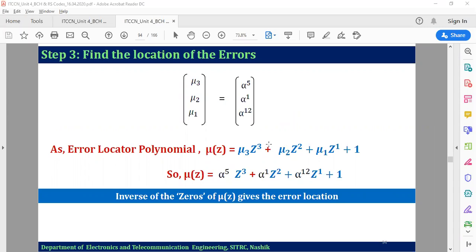Remaining participants, write this down. Mu3 is alpha 5, mu2 is alpha 1, and mu1 is alpha 12. I hope you have got the answer. So 5, 1, 12. So what is your mu z? You will just replace mu3, mu2, mu1 as the coefficients of z cube, z square, and z. So alpha 5 into z cube plus alpha into z square plus alpha 12 into z plus 1.